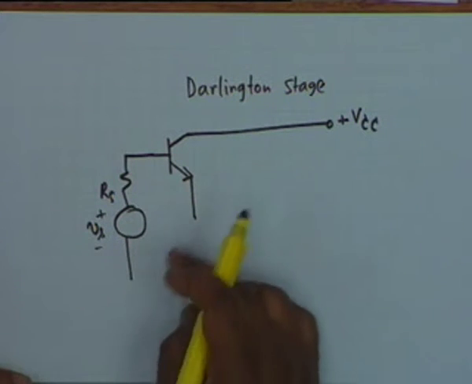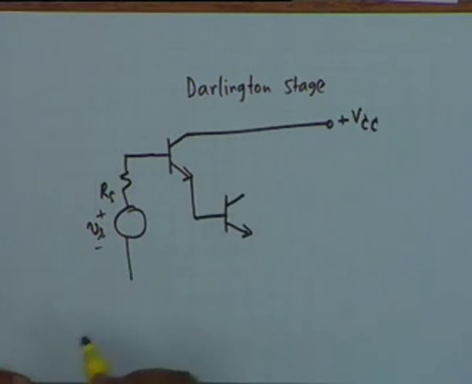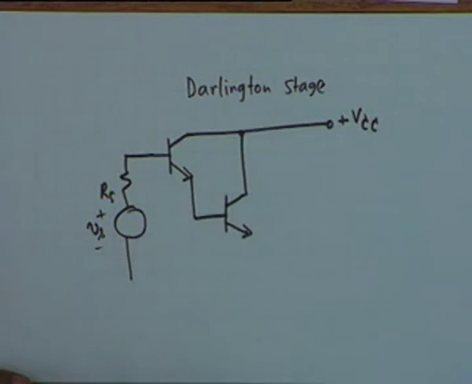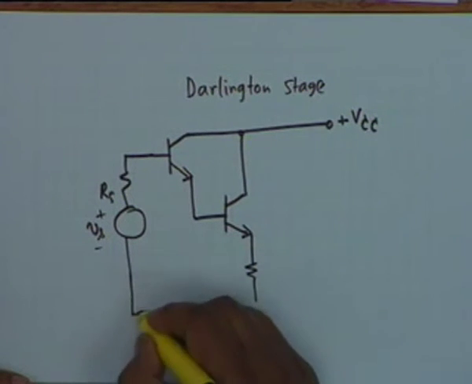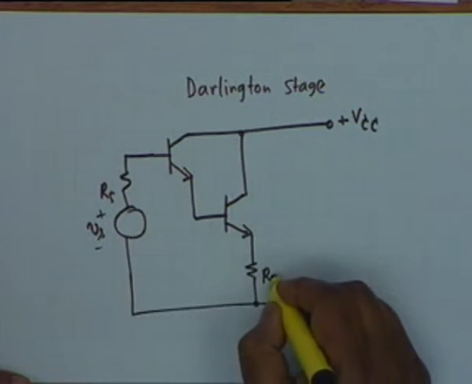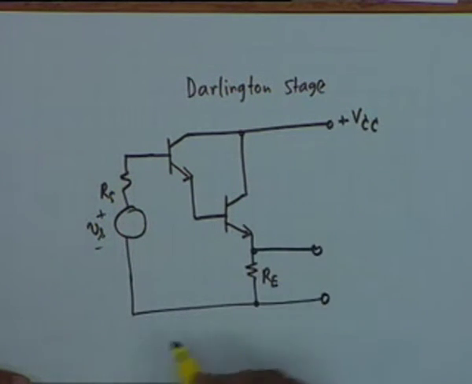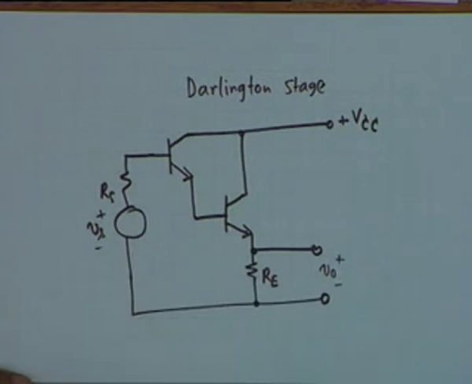I am not showing the DC biasing, I am only showing the incremental quantities or the signal quantities, alright. This emitter, instead of going to ground, goes to the base of another transistor, and the collector of which is connected to the same VCC. Then this goes to ground through a resistance RE, and it is across RE that you take the output voltage V0. I am not showing the DC quantities, I am showing only AC quantities. Across this you take V0.